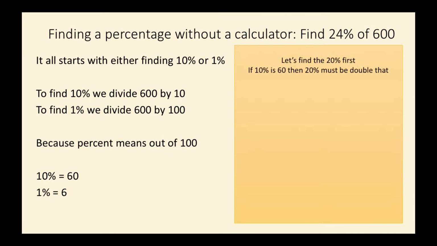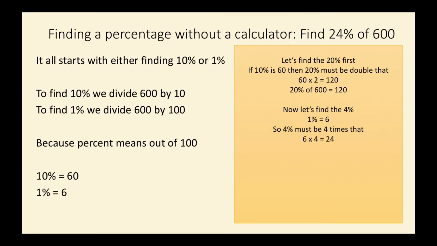So let's look at this. 20% then. If 10% is 60, then 20% must be double that. So 60 times 2 is 120. That will give us our 20%. Now let's find the 4%. We know that 1% is 6. So I want 4 of those. 4% must be 4 times that. So 6 times 4 is 24.